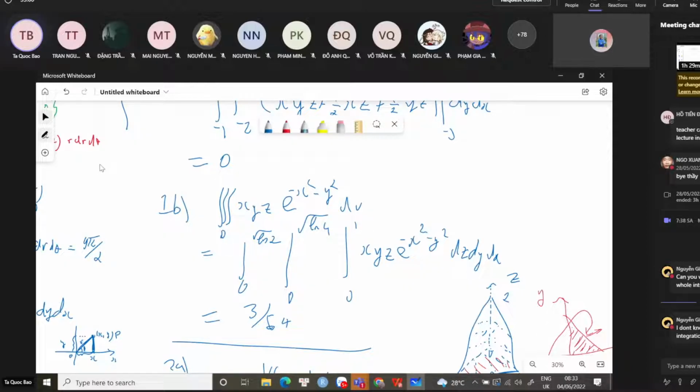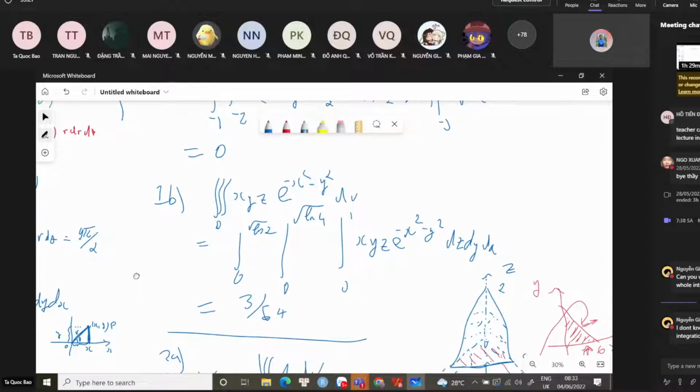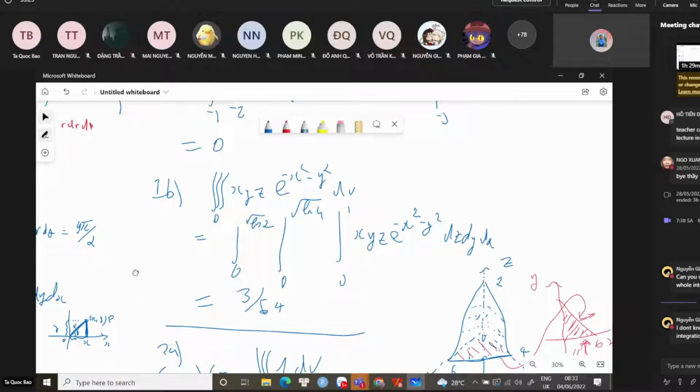So for the first problem, it's very easy because the region D is a box. The box is very easy. For question 2A, the region D is now a cylinder. A cylinder is not a box. Therefore, it's a little bit complicated.